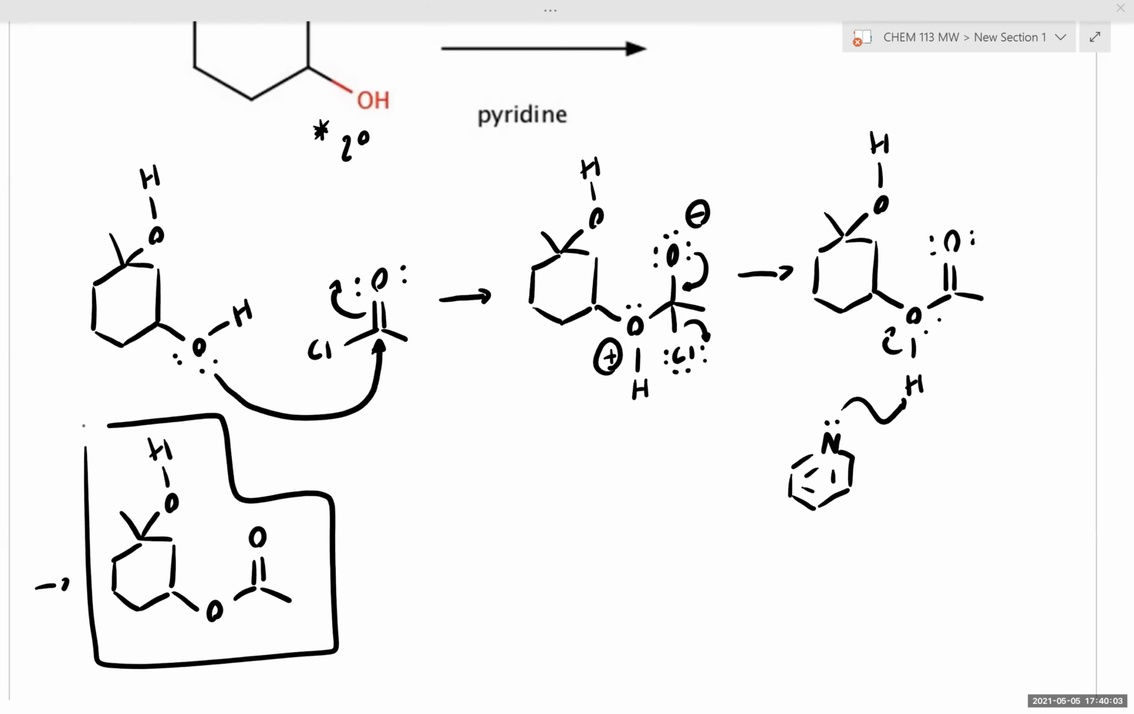Since it's mildly basic, you don't see a lot of the alkoxide generated, so it's slightly more correct to draw the pyridine just serving as a base to pull off the proton from this acidic protonated ester. So pyridine is scrounging off a proton, but it's not deprotonating the alcohol directly because the pKa difference isn't sufficient.